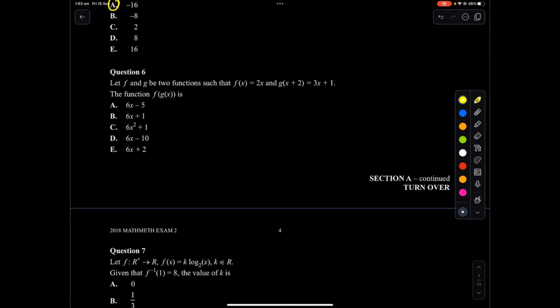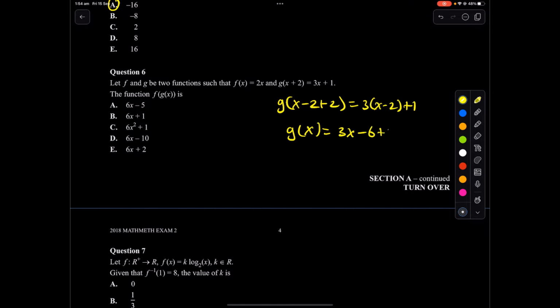Let f and g be two functions such that f of x is 2x and g of x plus 2 is this. The function f of g of x is what? Okay, so to turn this back to the normal equation, what's happened is it's been translated 2 units to the left. So what we're going to do is translate it 2 units to the right to get it back to its original function. So we would say g of x minus 2, plus 2. So it'll be 3 times x minus 2, plus 1. And here will be 3x minus 6 plus 1, 3x minus 5.